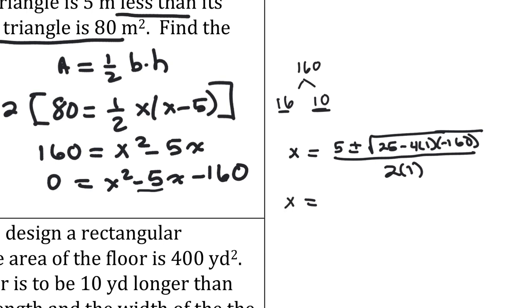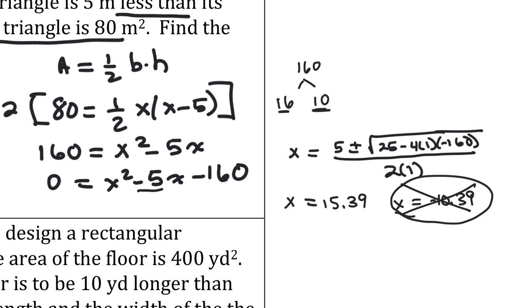x is equal to 15.39 and x is equal to negative 10.39. Now, x is the length of the base, so we don't like that answer. This is called an extraneous solution. It is extra. We don't need it.